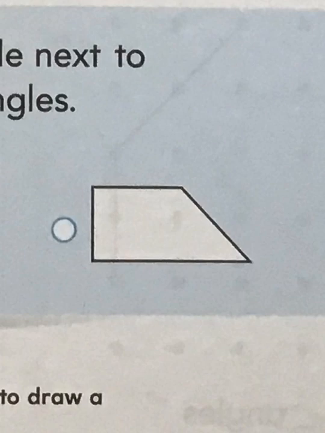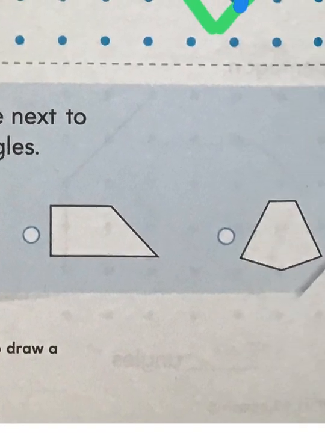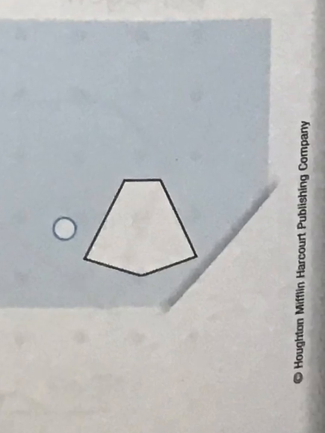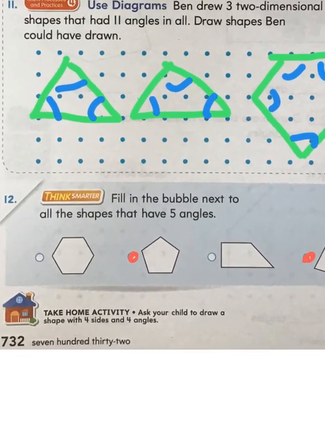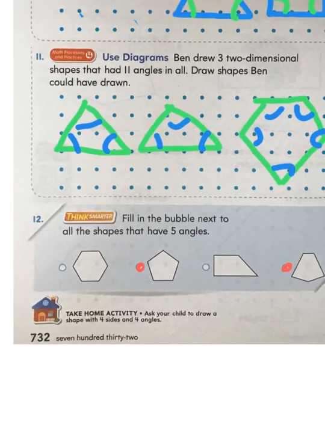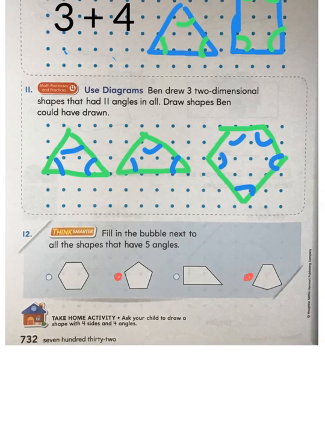What about this quadrilateral? 1, 2, 3, 4 sides, 4 angles. Nope. And here's another 5-sided pentagon. So 5 sides, 5 angles. So for number 12, you should have colored in the second shape and the fourth shape.